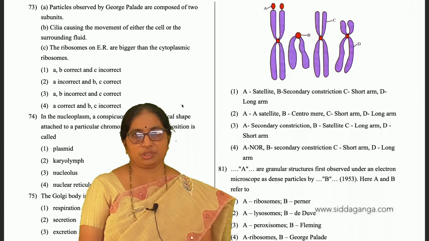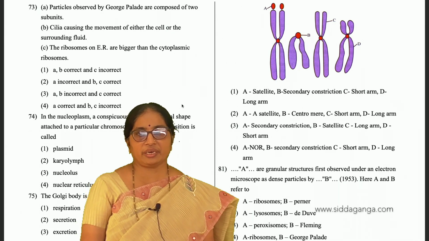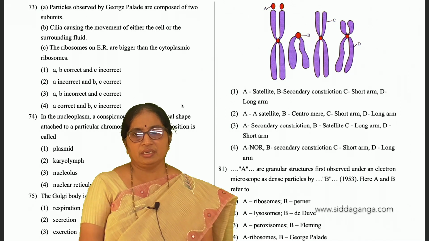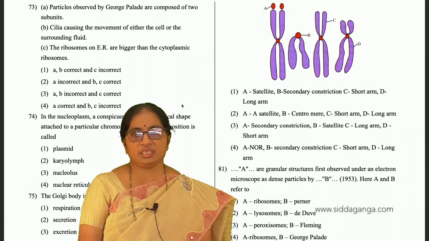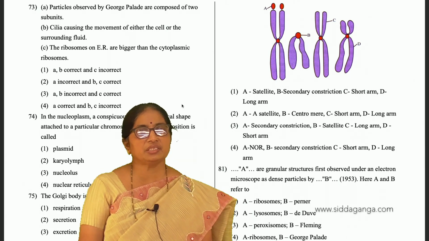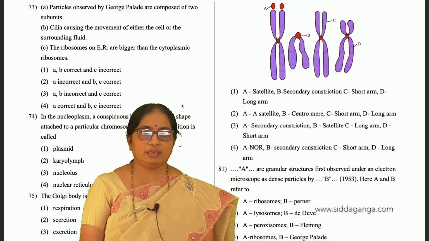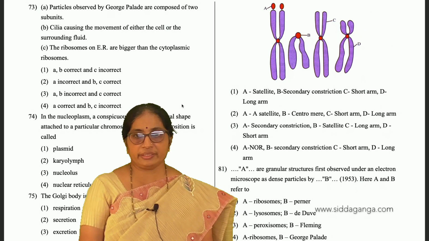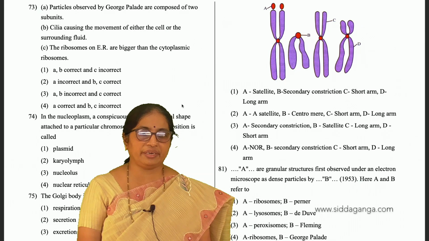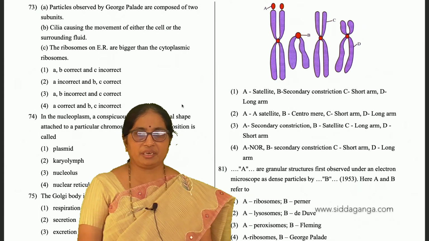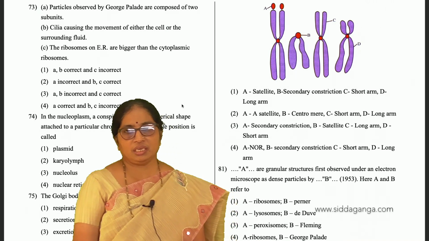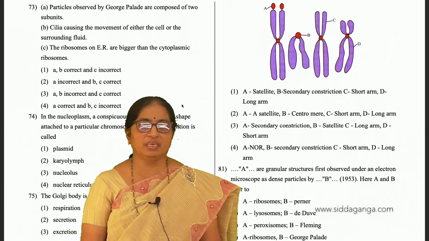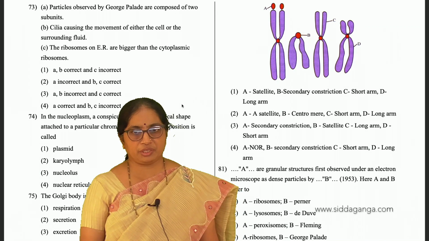A is secondary constriction, he is telling, but it is satellite, not the secondary constriction. The constriction is the one which is present between the satellite body and the telomere. So, you cannot call that A as the secondary constriction, but it is satellite itself. B is satellite, no, B is centromere. C is the short arm, D is the long arm, so it is not the right match.